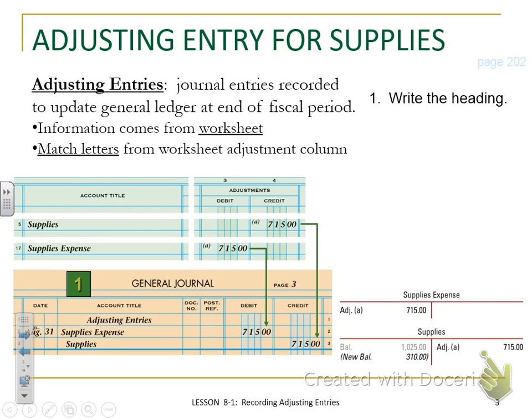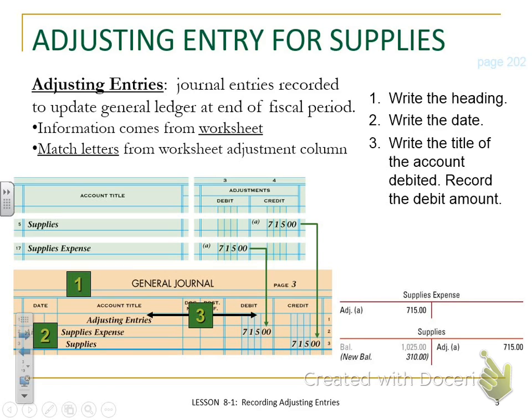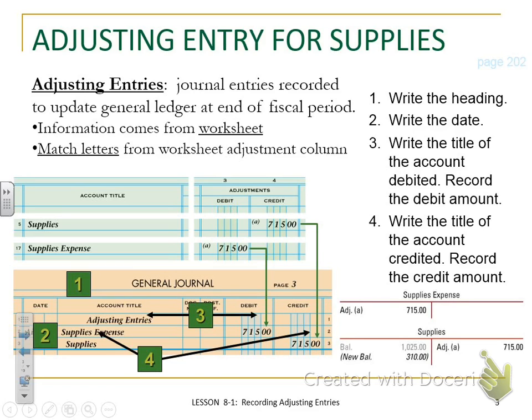So these are all the steps. Write the heading, write the date, write the title of the account and the debit, and then write the title of the account and the credit. Just like any other journal entry. Good?